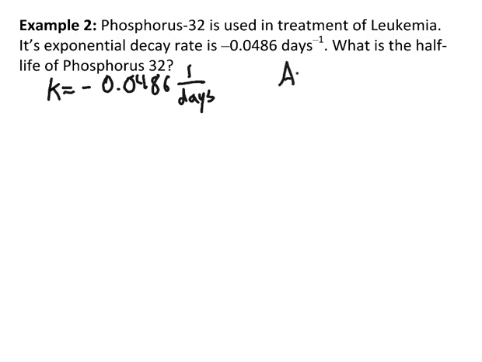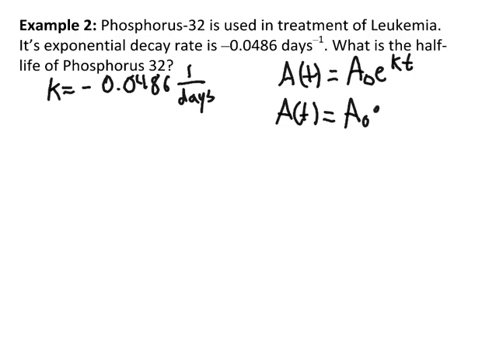Start with my general equation. As always, we'll start all of these problems with this same equation. And we'll plug in the one thing we do know, which is the K value. The K value is negative 0.0486. I want to find the half-life. So the half-life is how much time passes until I have half of my original amount.